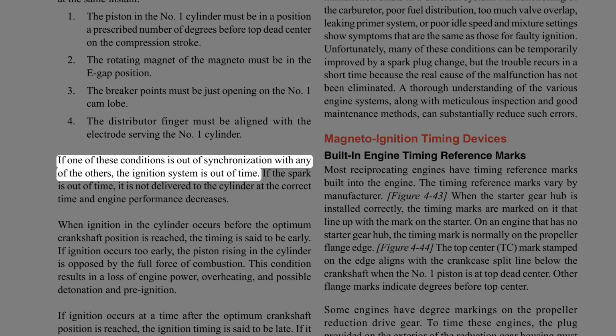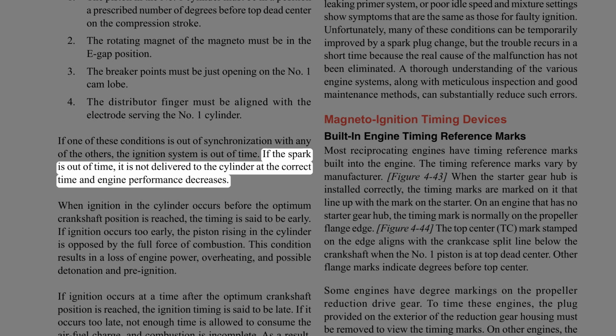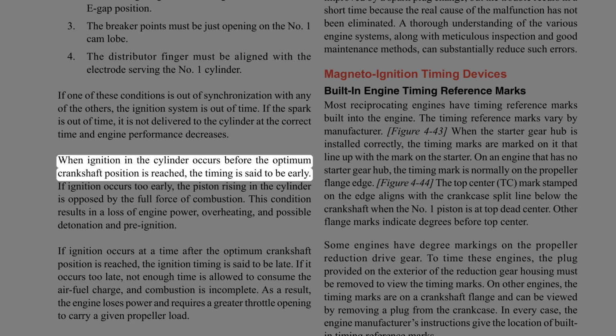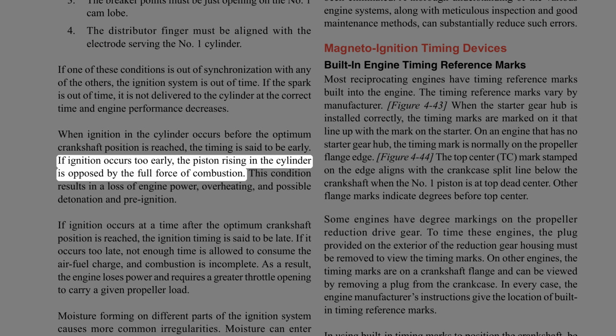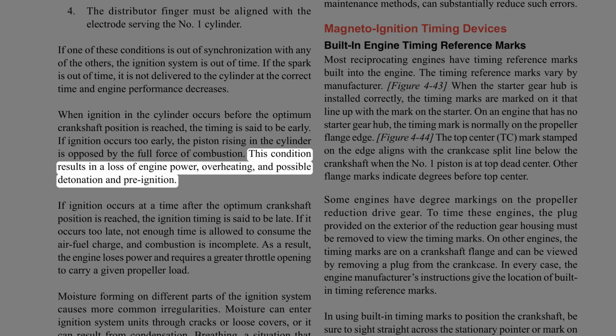If one of these conditions is out of synchronization with any of the others, the ignition system is out of time. If the spark is out of time, it is not delivered to the cylinder at the correct time and engine performance decreases. When ignition in the cylinder occurs before the optimum crankshaft position is reached, the timing is said to be early. If ignition occurs too early, the piston rising in the cylinder is opposed by the full force of combustion. This condition results in a loss of engine power, overheating, and possible detonation and pre-ignition.